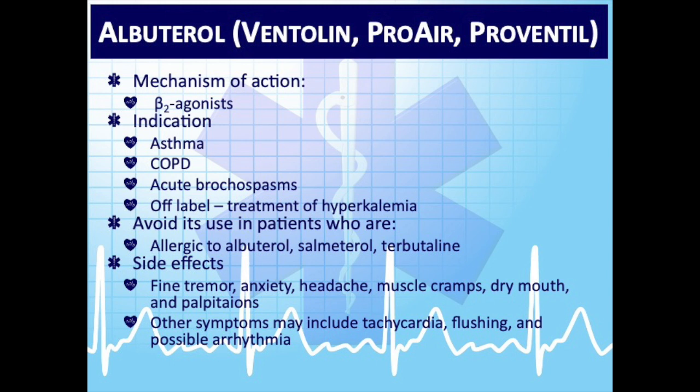Avoid use in patients who have an allergy to albuterol or salmeterol. I'd probably use it cautiously in patients who have a history of dysrhythmias or AFib. You probably don't want to load them up on a big dose of albuterol. You're just going to cause their heart rate to go up even more. The more albuterol that you give to patients, even though it is a beta-2 receptor agonist, sometimes that can cross over and actually cause the heart rate to go up too. Some of the other side effects that you can see: fine tremors, anxiety, headaches, muscle cramps, dry mouth, palpitations. Those are all side effects of it.